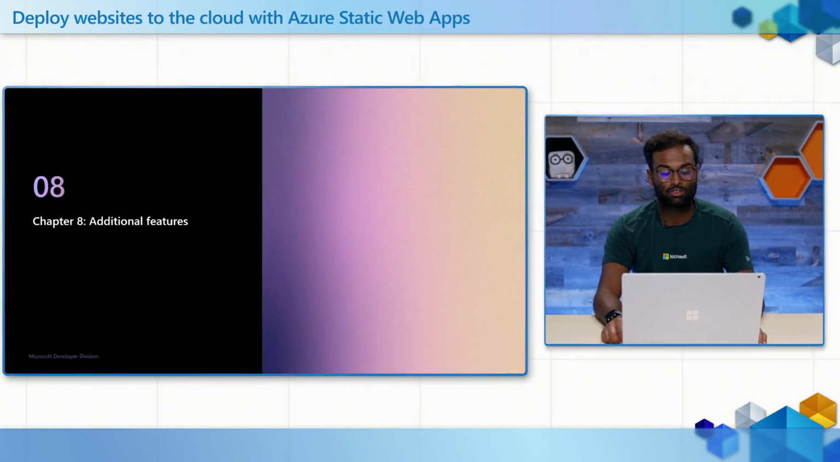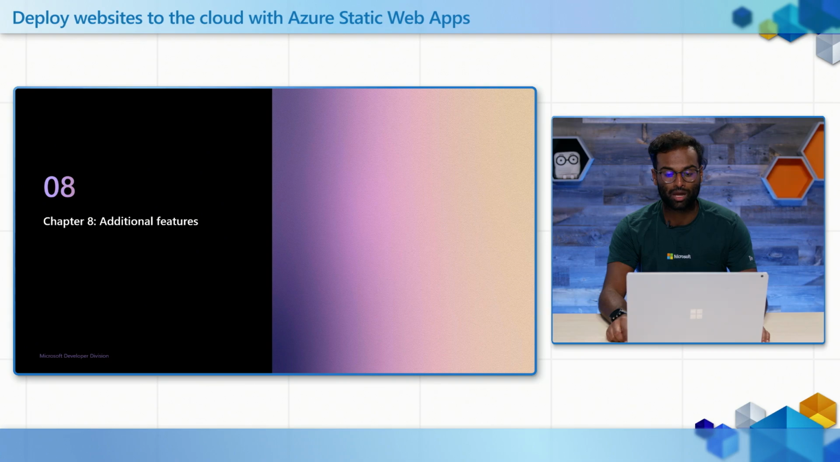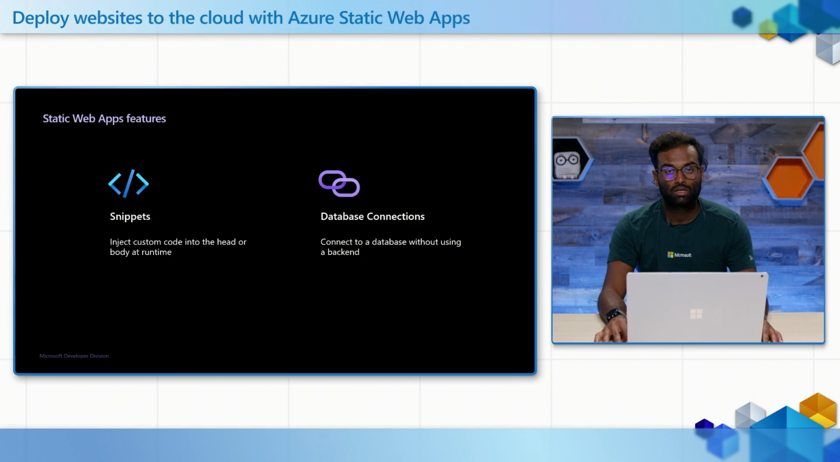Hello and welcome to Chapter 8 of our beginner series of deploying a web app to the cloud with Azure Static Web Apps. Today, we'll dive into a couple additional features of Azure Static Web Apps. Let's get started. The two features that I want to highlight today are snippets and database connections. Currently, snippets inject custom code into the head or body at runtime of your deployment of Azure Static Web Apps. Similarly, database connections connect to a database without using a backend.